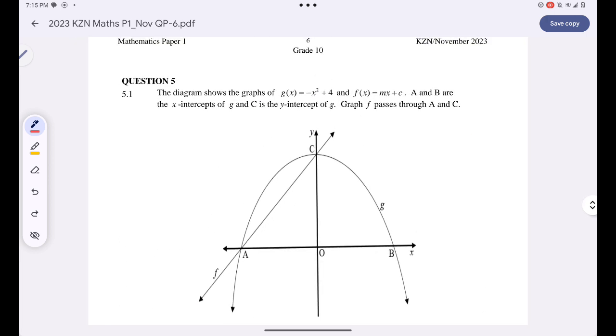A and B are my x-intercepts for the graph of G. For me to find the x-intercept, I must make y 0. I don't care what kind of function I have. If I want to calculate x-intercepts, y is always 0. So I'll simply have negative x squared plus 4 is equal to 0. Then if I divide everything by negative 1, I'll have x squared minus 4 is equal to 0. Difference of two squares. Then x is equal to 2 or x is equal to negative 2.